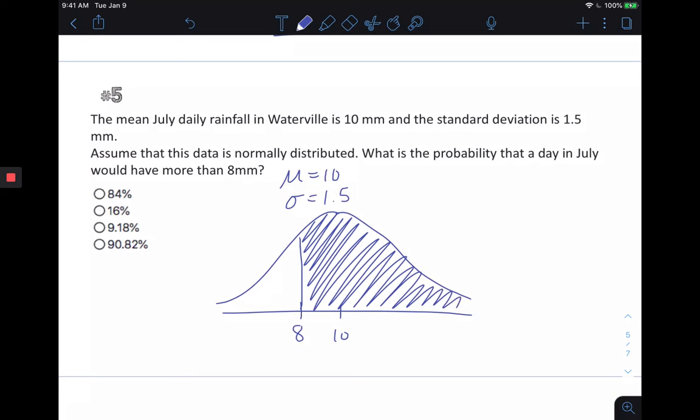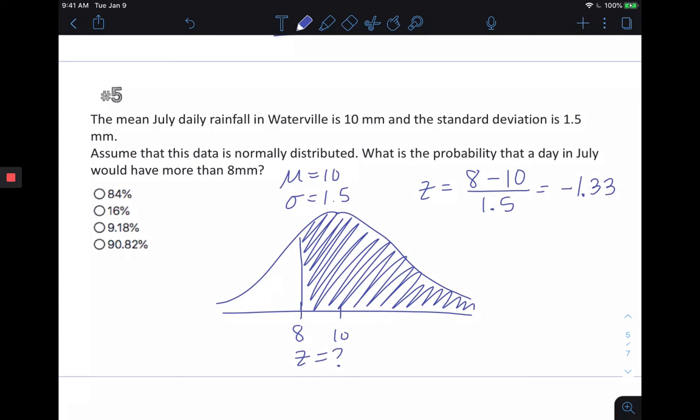I want that percent. I need to find a z-score first. So it's the value that we're looking for, 8, minus the mean, 10, divided by the standard deviation, 1.5. We're going to get negative 1.33. Make sure every time you're to the left of the mean, we're below the mean, we're getting a negative z-score. That makes sense. We're less than the mean. The z-score is measuring how far above or below the mean that value is. So if we're below, we need a negative z-score.